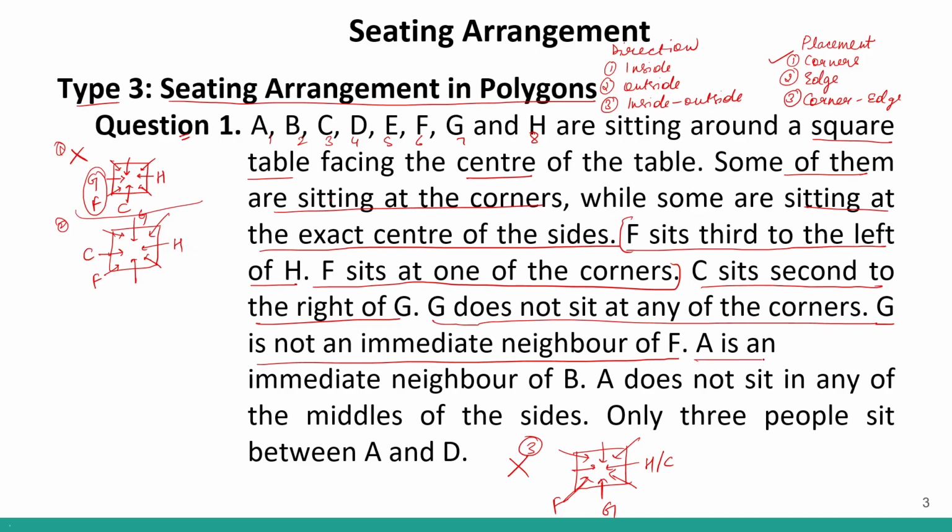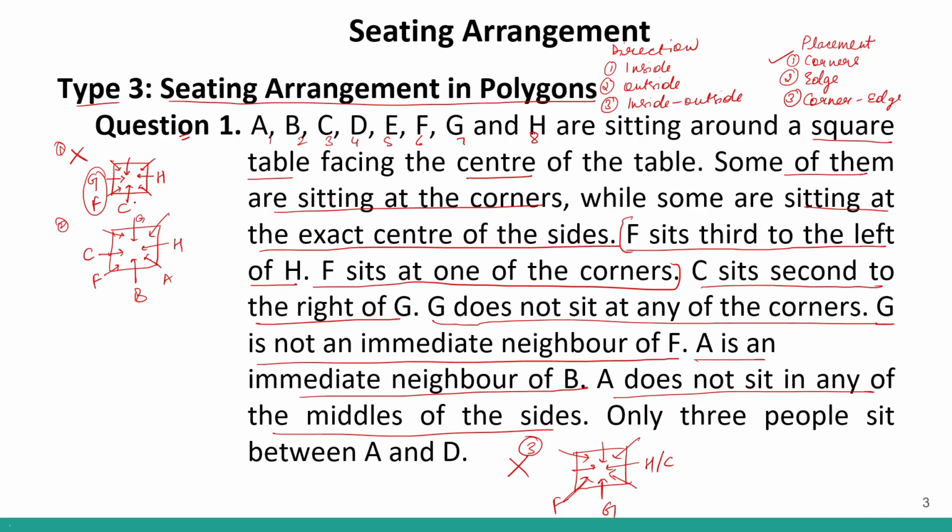Okay. A is an immediate neighbor of B. So A, B have to sit together. That means A cannot come in this and not even in this. So A, B will come in these two positions. Correct? And it is given to us that A does not sit at any middle of the sides. So over here we will have B and A will sit at the corner. Correct? A will sit at the corner.